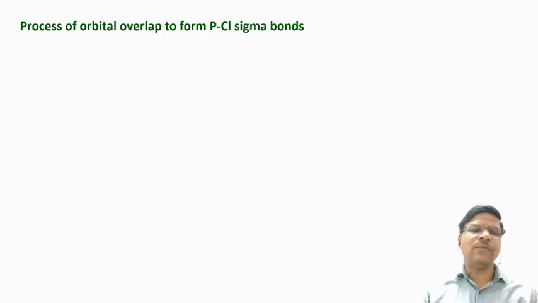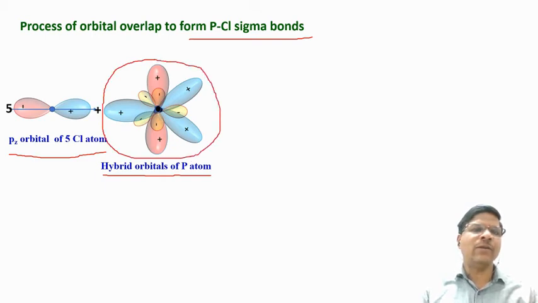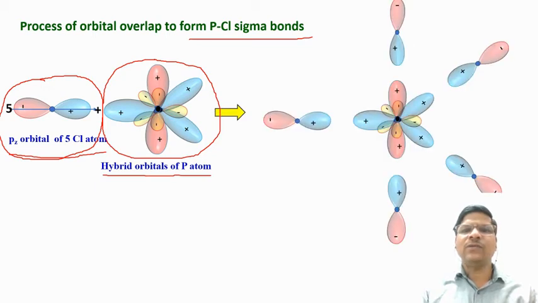So now we will see the process of overlap of the atomic orbitals between phosphorus and chlorine to form the phosphorus chlorine sigma bond. So we have the pz atomic orbitals of the 5 chlorine atoms. We have the 5 half-filled atomic orbitals of the phosphorus. These are the 5 hybrid atomic orbitals of the phosphorus. These are the 5 pz atomic orbitals of the 5 chlorine atoms. Okay, they will overlap with each other. Now see the process of overlap.